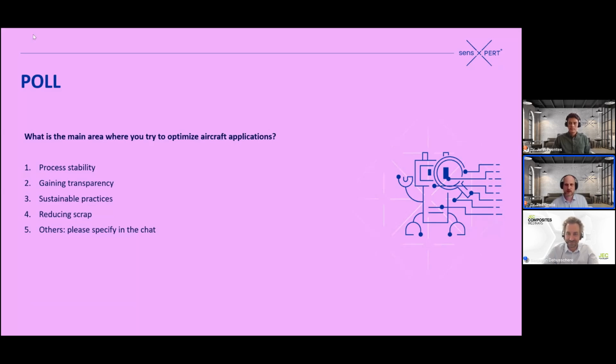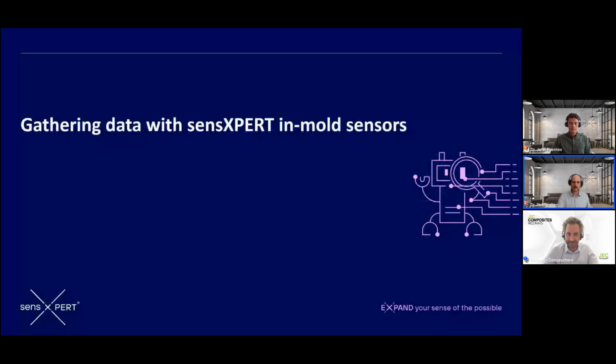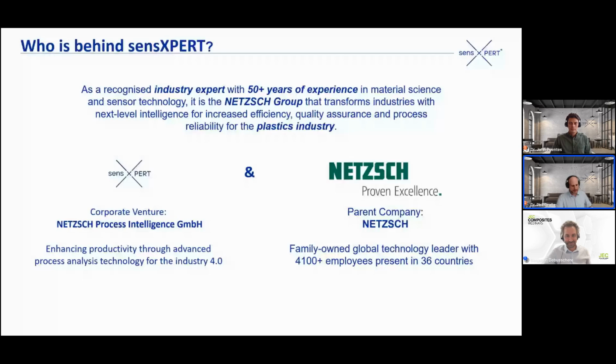So let's have a look first at what we are actually doing and how we are gathering data. And why are we gathering data? How can we do it?